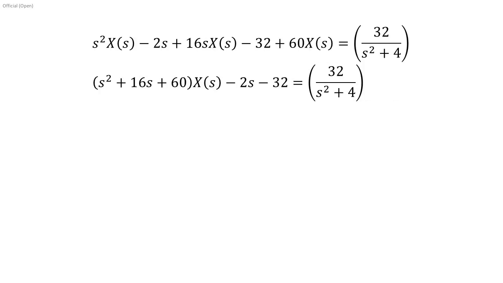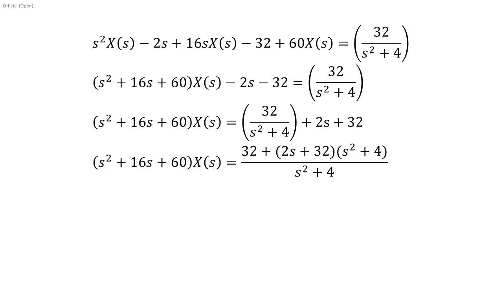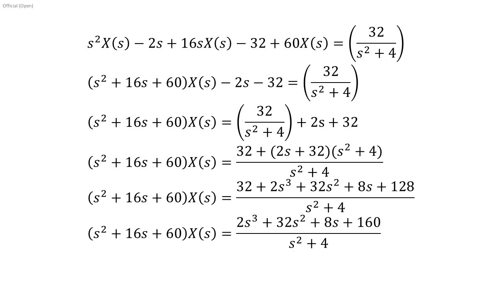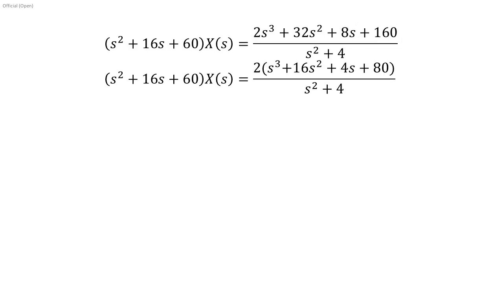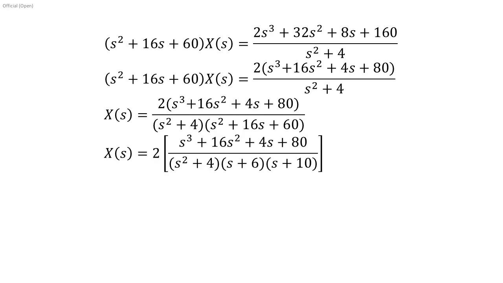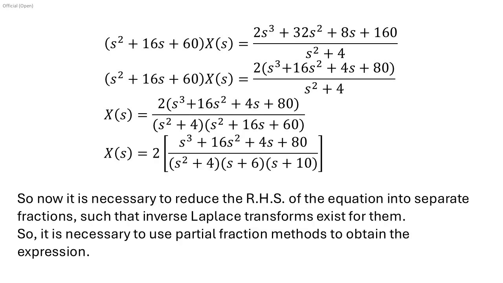Manipulate the terms, with the aim of getting big X of s on the left side, and the rest, in the s domain, on the right side. Whenever possible, simplify the expression of the right side, by bringing out any common factor of the terms. In this case, there is a factor of 2. So now it is necessary to break up the RHS of the equation into separate fractional terms, such that inverse Laplace transforms exist for each of the terms.